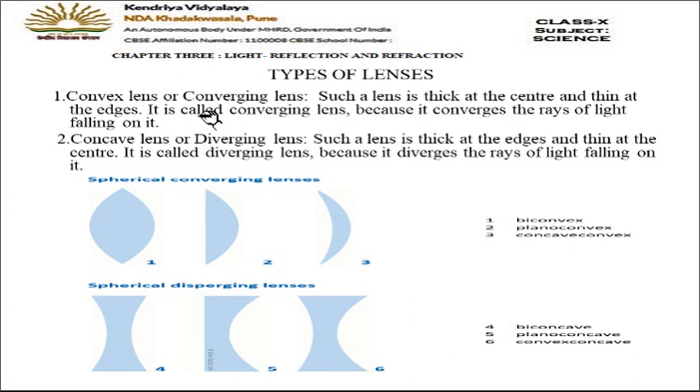The first one we have discussed is the convex lens, which is also called the converging lens. So how do we define the convex lens? The lens which is thick at the center and thin at the edges is called a converging lens or the convex lens. Just see the diagram here. This lens is thick at the center. This is the center of the lens. So it is thick at the center and it is thin at the edges. You can see the edges here. The edges are very thin, but at the center it is very thick. So this shape is of the convex lens.